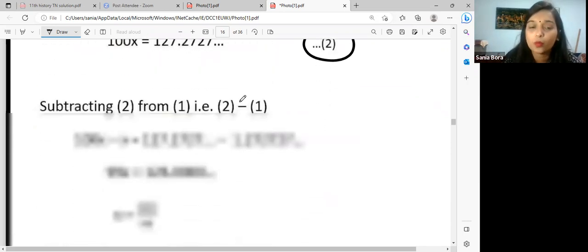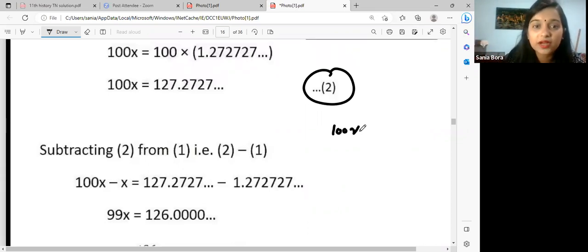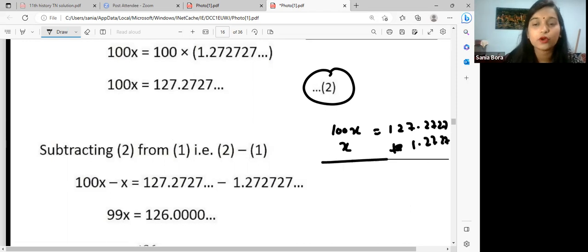Now what you have to do is subtract the first equation from the second equation. This is your second equation, 100x equals 127.2727. You have to subtract the first one from this. So now when you subtract, it is 100x minus x, and over here it was 1.2727. Clear? Now you subtract it.